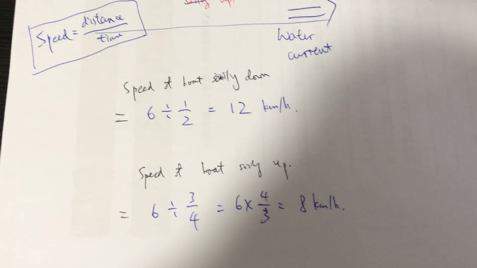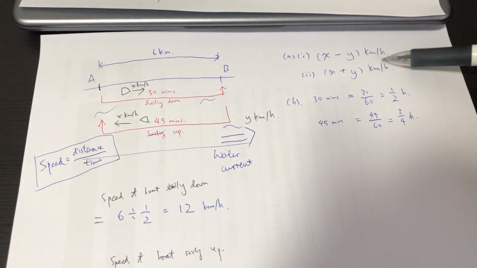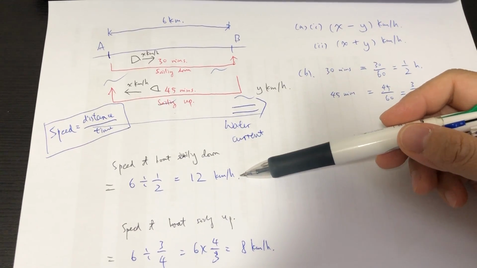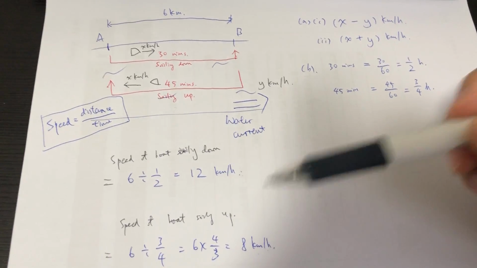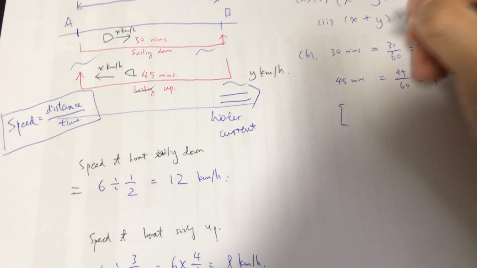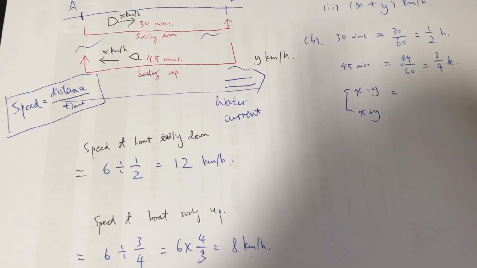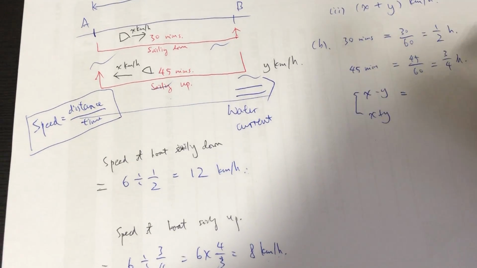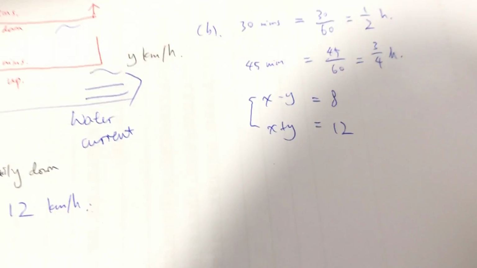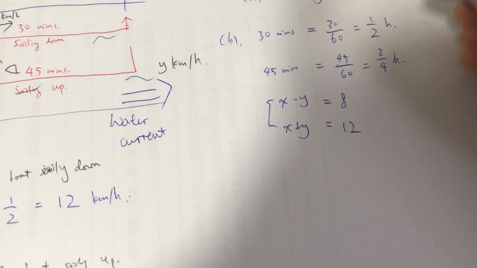Alright? So back to the question. A gives you the speed. B, we find by the numerical value, the speed of the boat. Both of them are the speed of the boat, so that means they are the same. Okay, so sailing up is 8. Alright? So you set up a set of equations, and then we try to solve that.